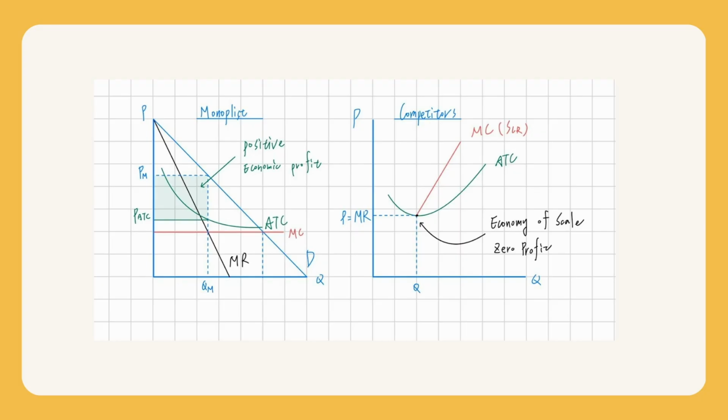However, competitive firms are price takers, so they can't decide their own price. The market decides the price at P equal to MR, where ATC is lowest. That is efficiency of scale. It's not economy of scale. So it will earn zero profit in the long run.